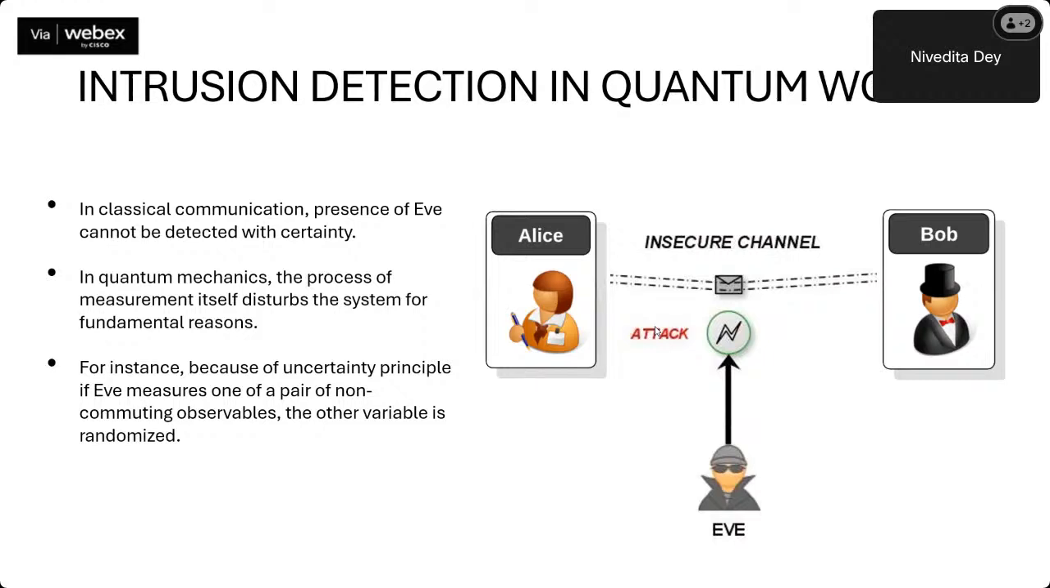This is an intrusion detection system in the quantum world. Just like the man in the middle attack in the Diffie-Hellman key exchange protocol, somewhere in between, an intruder might impersonate the intended receiver for the sender, or the intended sender for the receiver. This can happen, so the presence of Eve in classical communication cannot be detected with certainty.